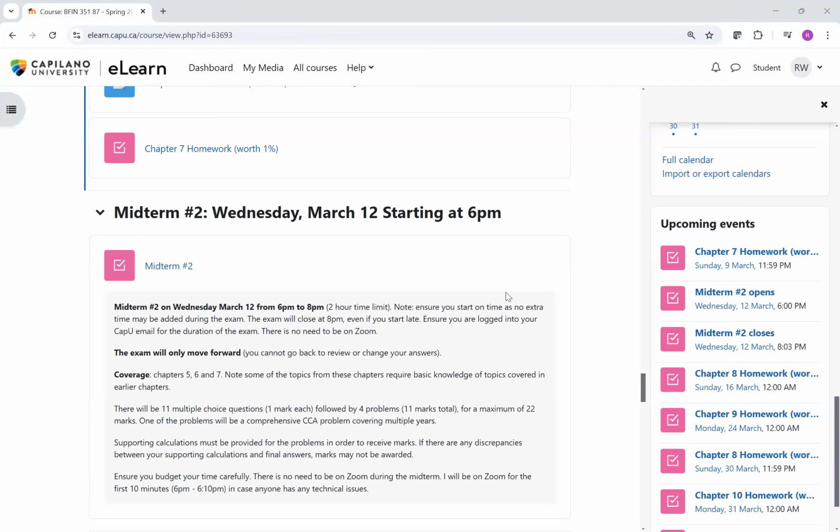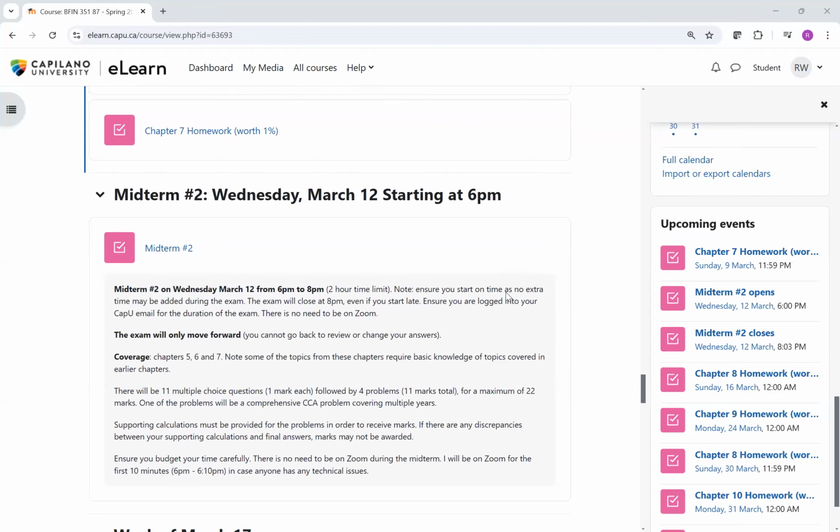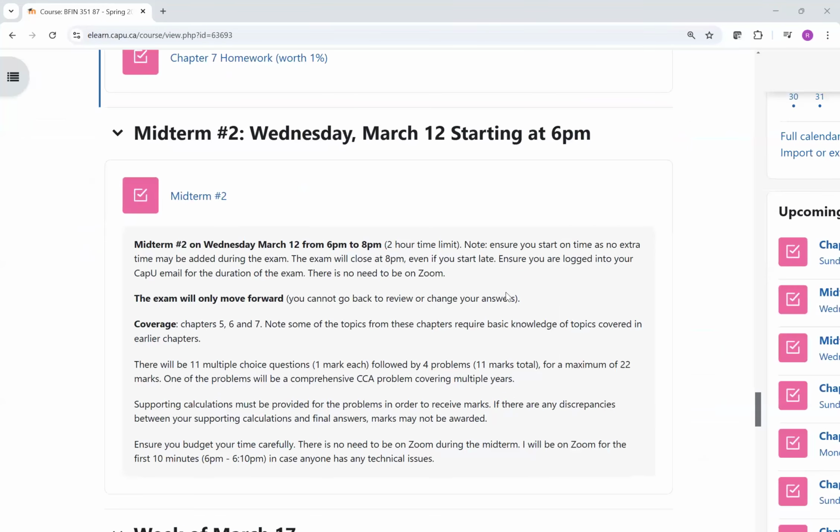So next week is the midterm. Make sure you get your chapter 7 homework done by Sunday night. The midterm next Wednesday will start at 6 o'clock. It'll be 2 hours. The exam, again, will only move forward, so make sure you budget your time properly. There's no need to be on Zoom, but make sure you're logged into your CapU email. 11 multiple choice questions followed by 4 problems.